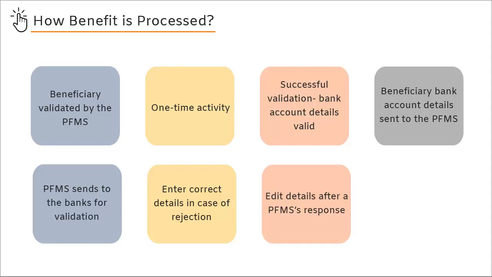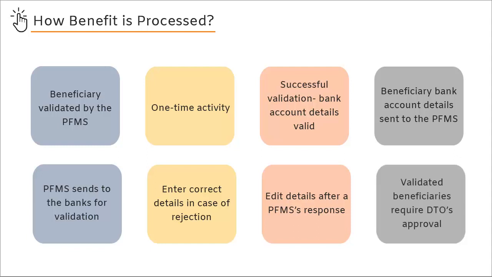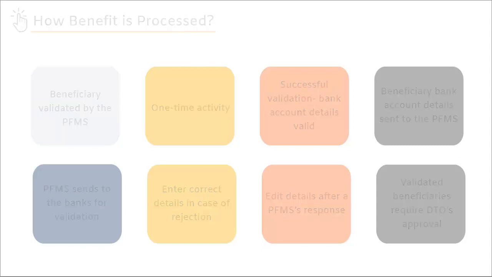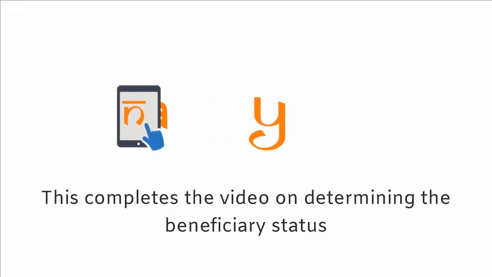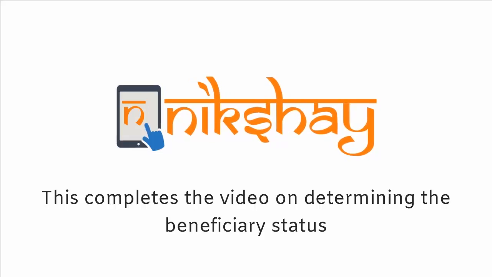If PFMS rejects a beneficiary for any reason such as incorrect bank account number or IFSC code, then the user needs to correct the details in Nikshay so that it can be resent to PFMS. When the beneficiary's details are sent to the PFMS, the patient's details cannot be edited because it is under validation. However, once the response is received, that is either if the bank account details are validated or rejected, you can then edit the bank account details. DTO's approval is required when any edit is being made in only the validated beneficiaries. This completes the video on determining the beneficiary status.